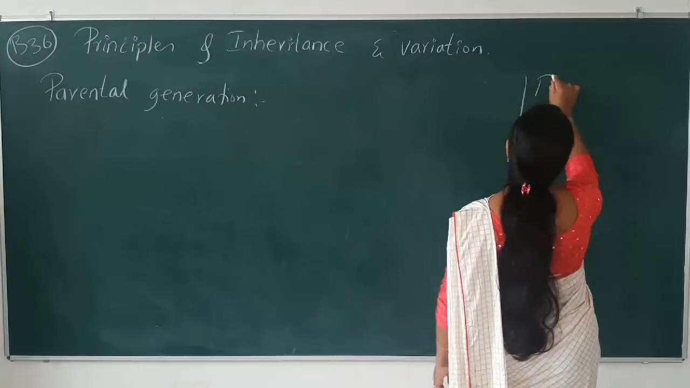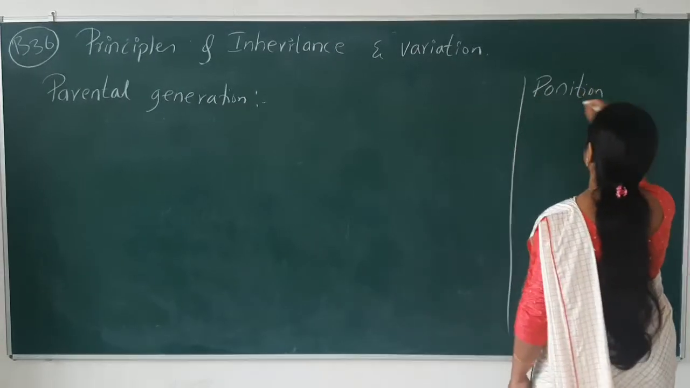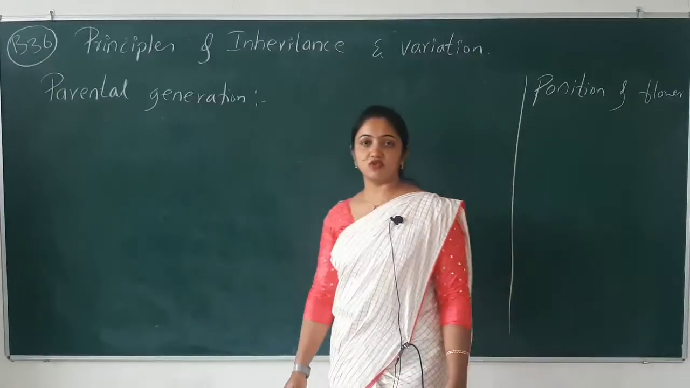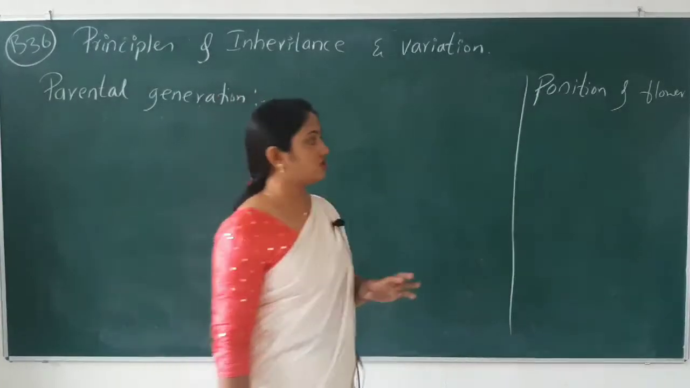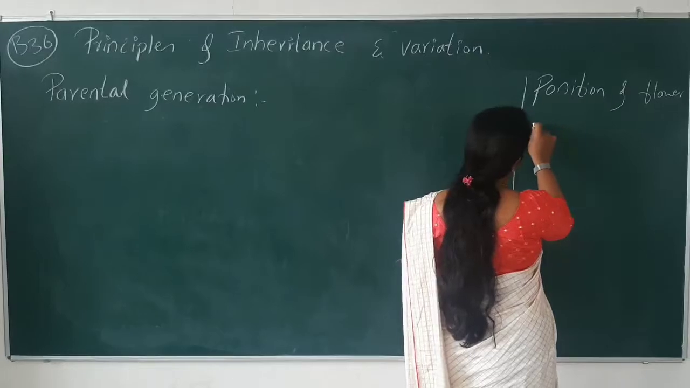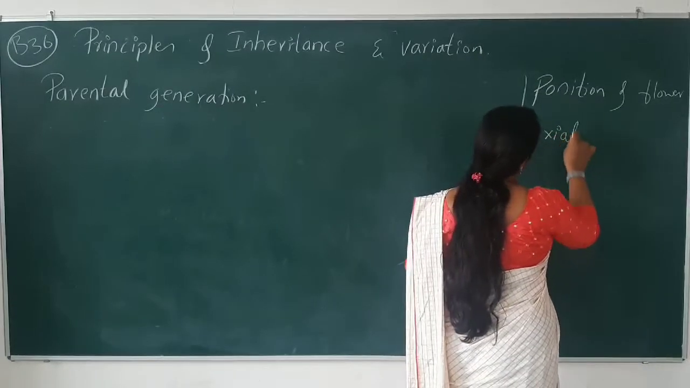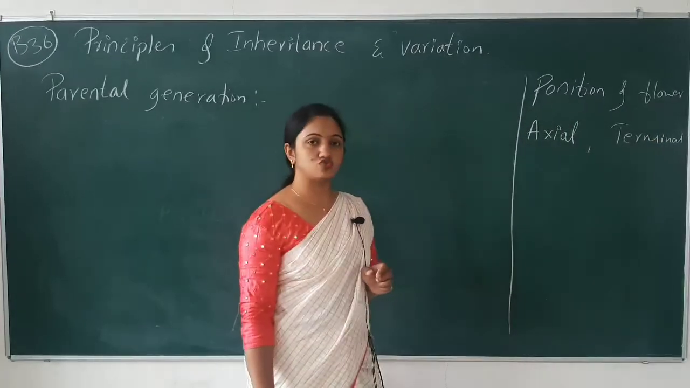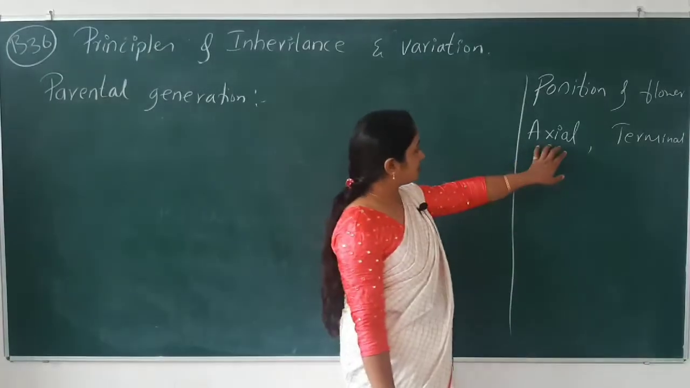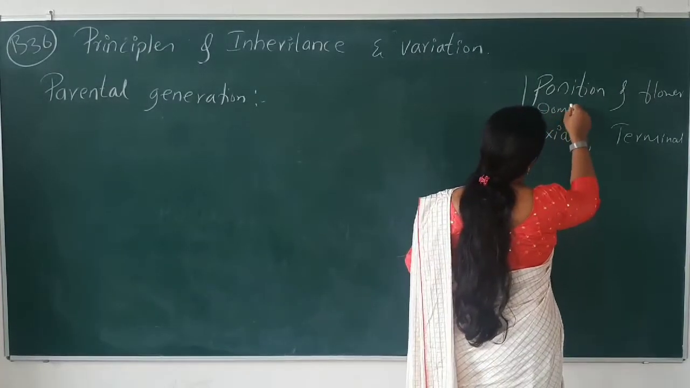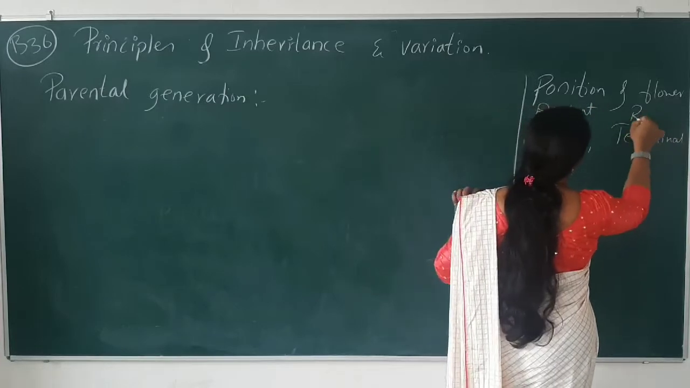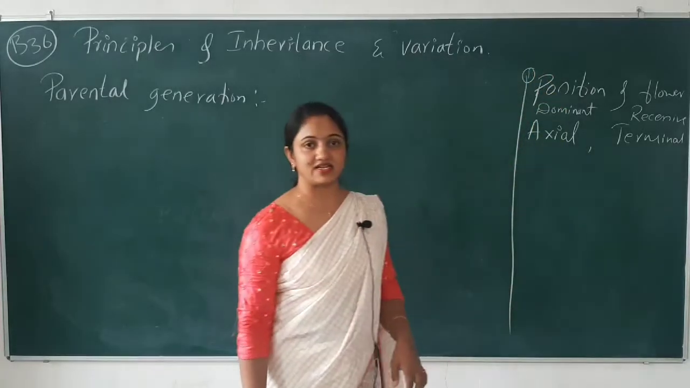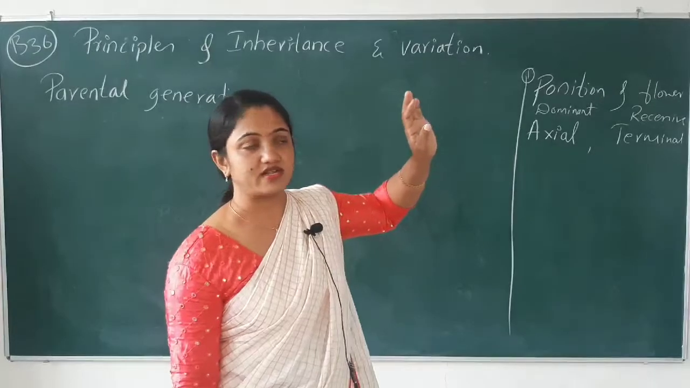So the first contrasting character is position of flower. So this is one contrasting character. Here two traits are present. One is axial and one more is terminal. Axial and terminal, so these two come under the position of flower. Axial is the dominant trait, and terminal will be the recessive one. So this is the first character I am selecting to explain the inheritance of two genes.